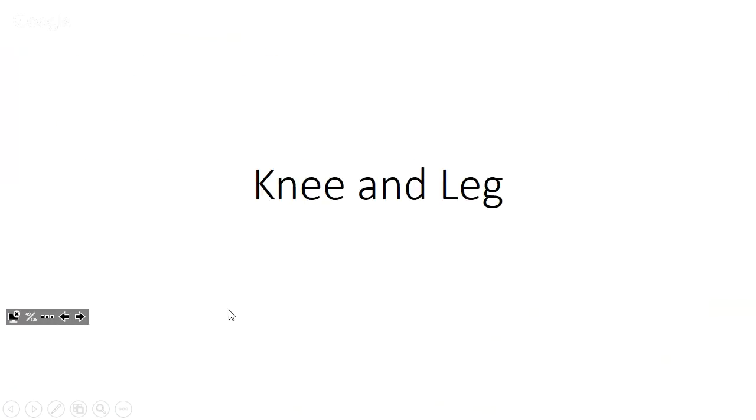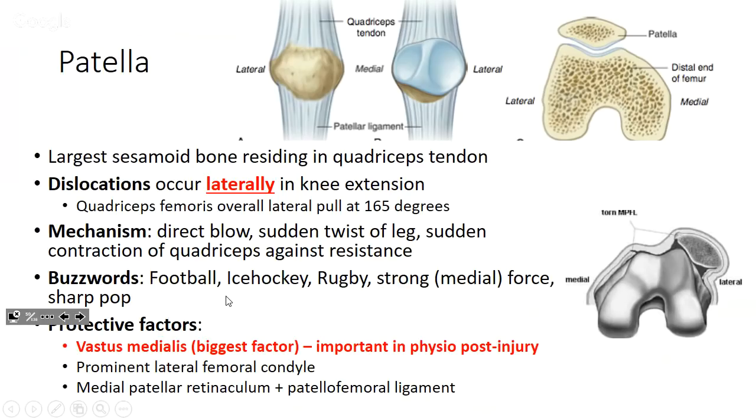Okay, so now we've covered the thigh. Now we're going to the knee and the leg. With the patella, it's the largest sesamoid bone and it resides in the quadriceps tendon itself. Dislocations typically occur laterally. What happens is the quadriceps femoris's line of pull is actually slightly lateral, so that gives a predisposition to a lateral dislocation.